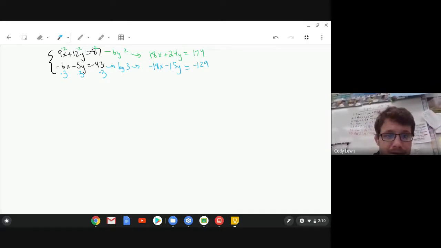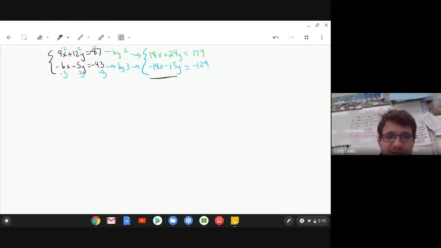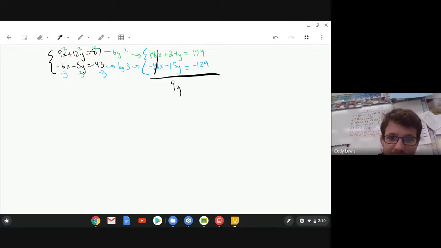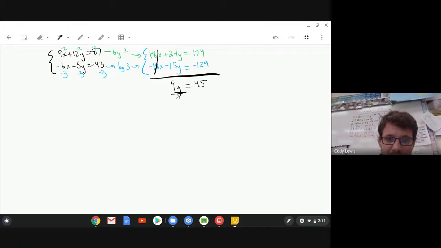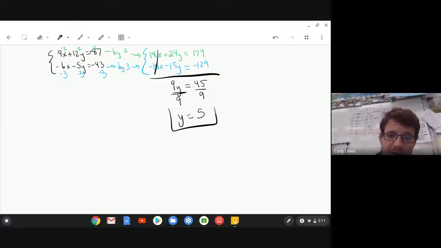All right. Now, so look, I did a little bit of multiplying, and now my problem kind of looks like the last one, where my x's have the same numbers, 18 and negative 18, but opposite signs, so they cancel. I add, I get 9y, because 24 minus 15 is 9, and then I'm going to do 174 minus 129, and I get 45. Divide both sides by 9. I get y equals 45 divided by 9 is 5. So that's my answer for y.